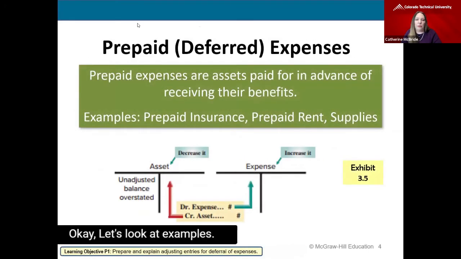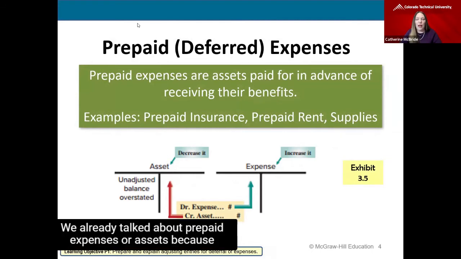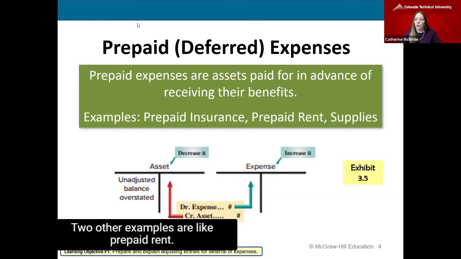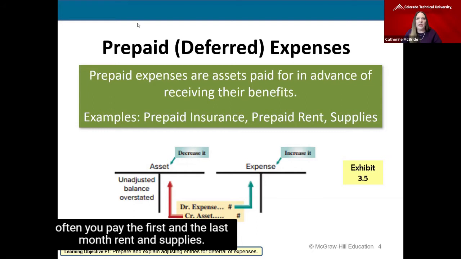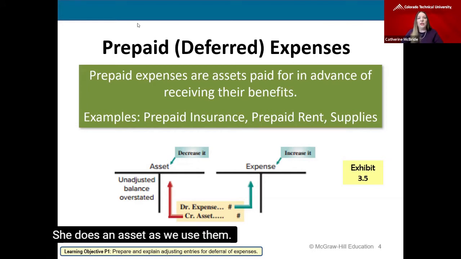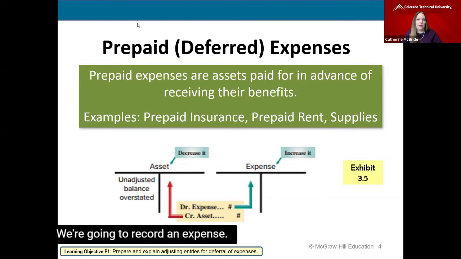Okay, let's look at examples. So this is a prepaid expense. We already talked about prepaid expenses are assets because something happened in advance and we have a benefit that's coming from them. We talked about prepaid insurance. Two other examples are like prepaid rent. If you pay rent in advance, like when you lease a space, often you pay the first and the last month's rent. And supplies. We consider supplies a prepaid expense because we purchased the supplies, and right now they're on our balance sheet as an asset. As we use them, we're going to record an expense.